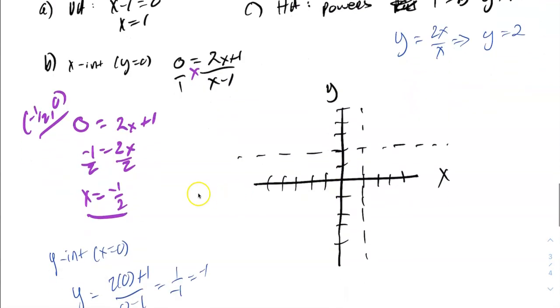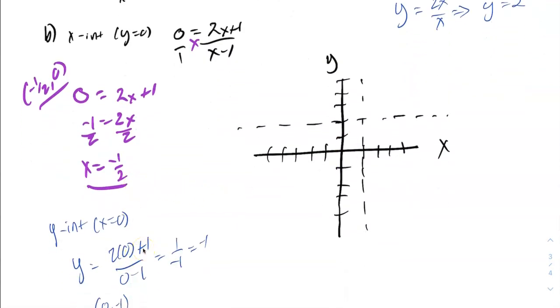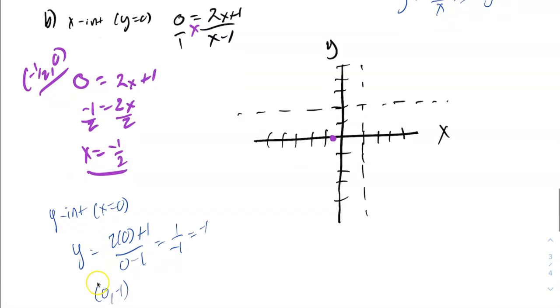So what do we do? Well, we plot our x and y intercepts and see where that takes us. So we have negative 1/2 and 0 right there. And we have 0 and negative 1, right here. So we know for sure, because it has to be a function, it can't be up here and down here. It has to only be down here. So like that.